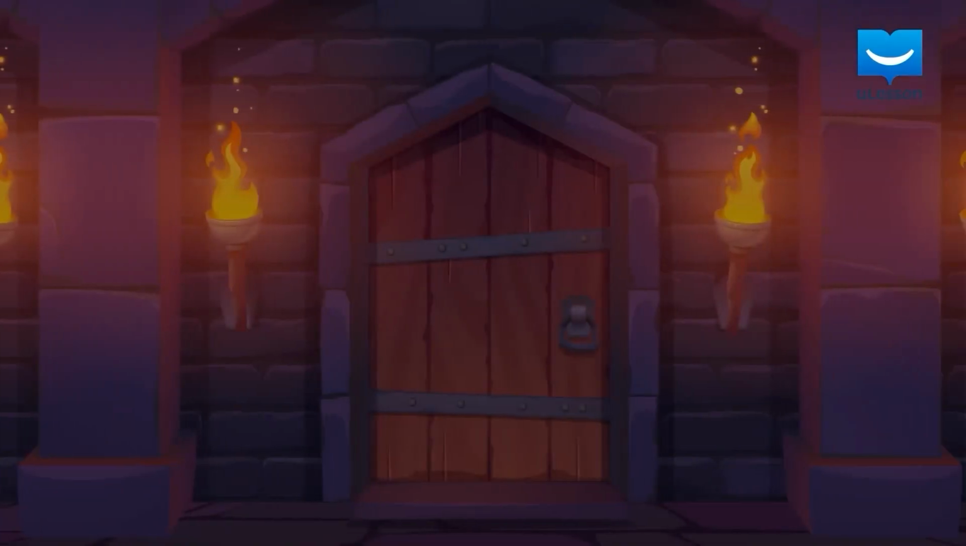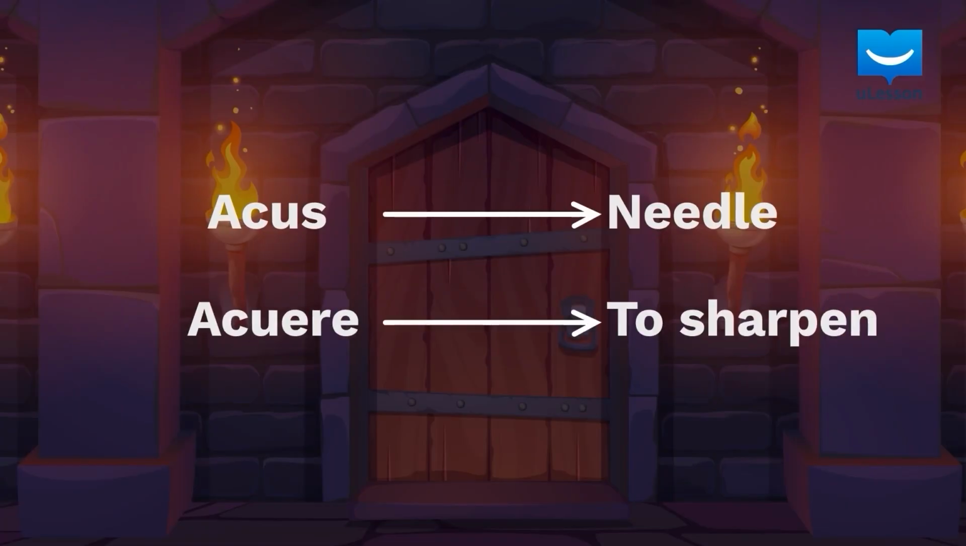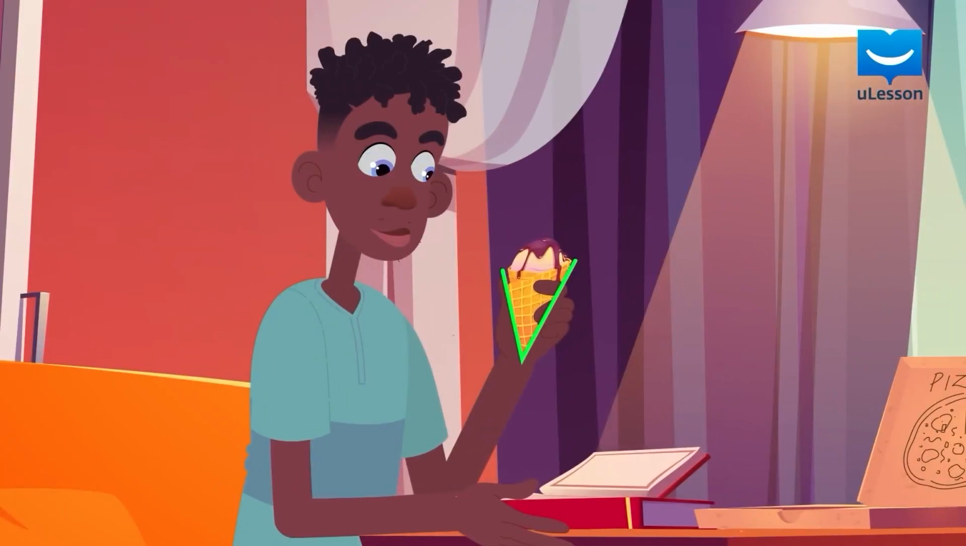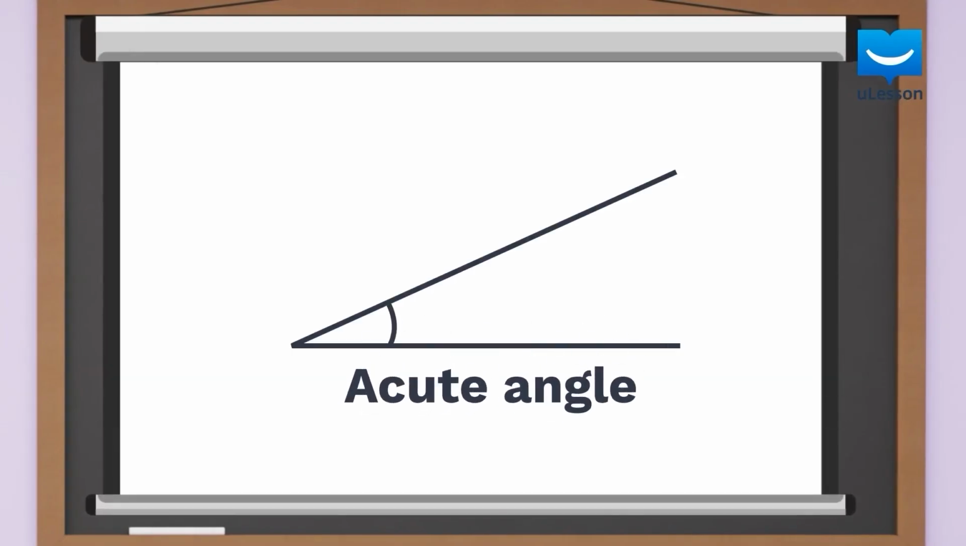He found out that acute was gotten from the Latin words acus, which meant needle, and acuere, which meant to sharpen. So the angles that somewhat looked like sharp needles were called acute. Cool! He tried to remember places where he saw acute angles. He quickly remembered a slice of pizza, an ice cream cone, and the party hats made during his last birthday anniversary. The acute angle is greater than 0, but less than 90 degrees.